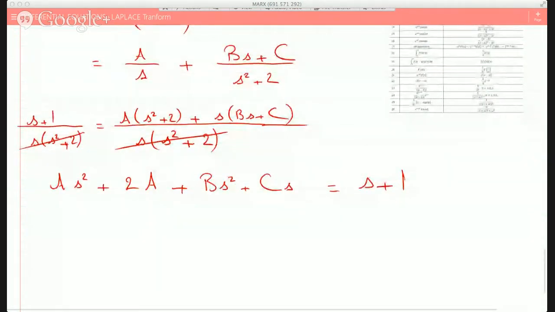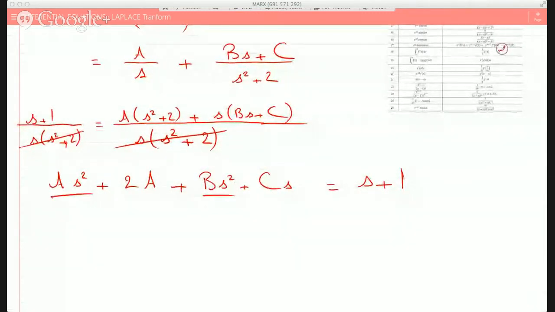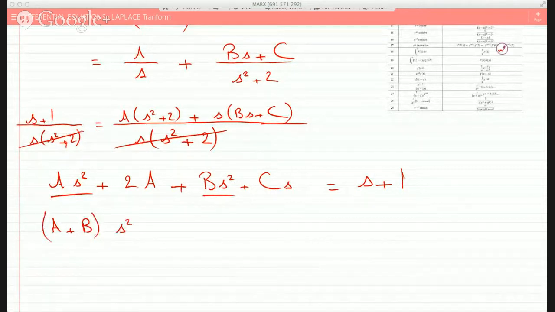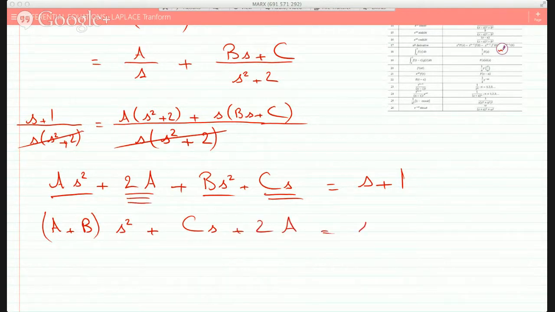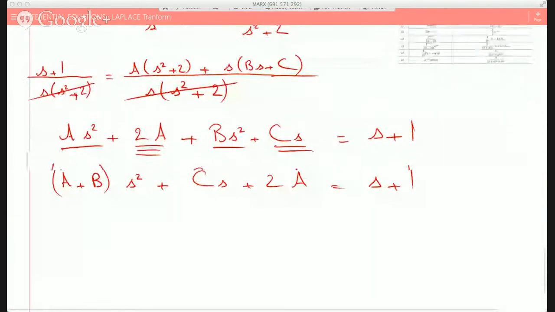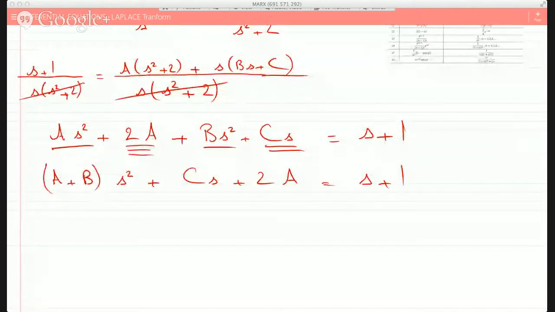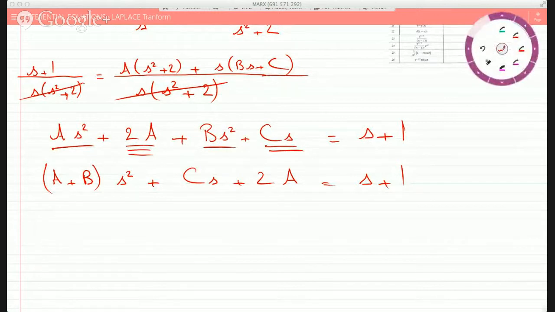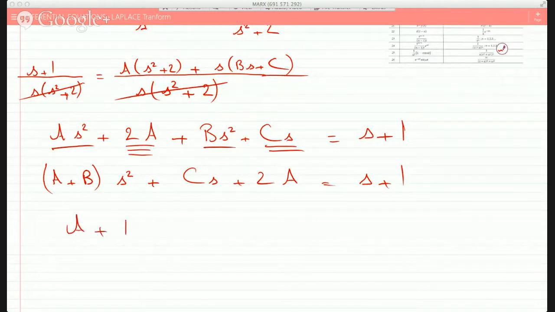And now I collect the s squared together. So this is a plus b times s squared. And I collect the ones that have s together, which is just cs. And I collect the one that doesn't have an s, which is just the 2a. And I set that equal to s plus 1. Now, I don't have any s squared on the right-hand side. If those two polynomials ought to be equal, their coefficients have to be the same. So that just means a plus b has to equal 0.